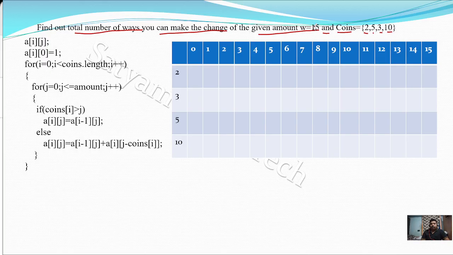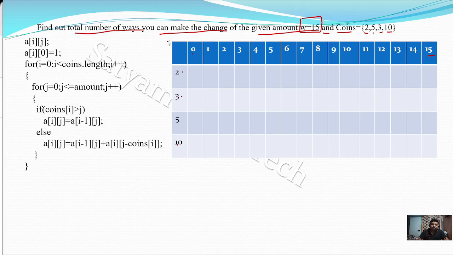This problem is a big problem, that is W equal to 15. Then the problem is divided into a number of subproblems. You can write the columns 0, 1, 2, 3 and so on up to 15. So W is divided into a number of subproblems. Then the coins 2, 5, 3, 10 are taken in ascending order, first 2, then 3, then the 5 rupee coin and the 10 rupee coin, for example.